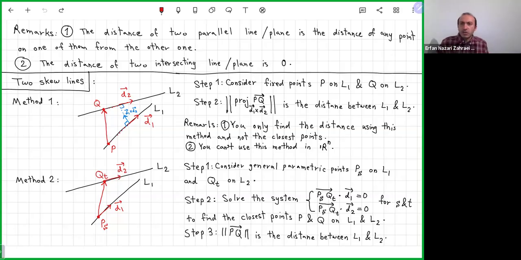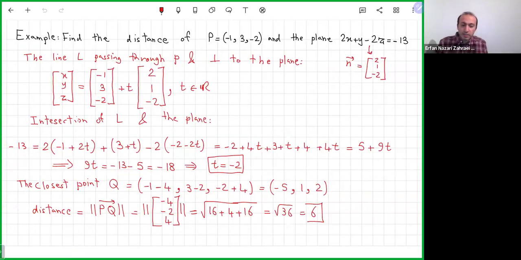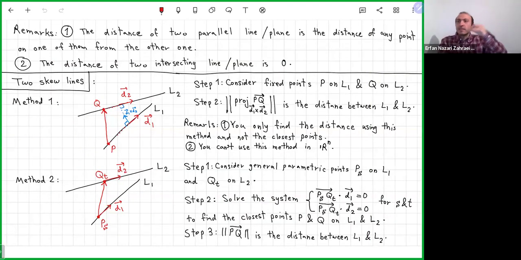If this is the situation, basically the distance is the same as the distance of one arbitrary point on one of the objects to the other object. So basically it reduces to the previous situation, distance of a point and another object. For example, you have a plane and a line that are parallel. You take just one arbitrary point on the line and then just ignore the line. As long as they are parallel, the distance is the same as the distance of this point and this plane.